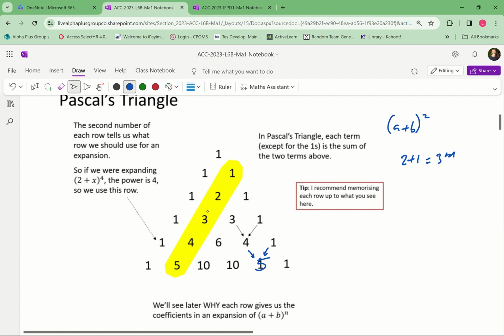If we were expanding 2 plus x to the power of 4, the power is 4, so we use this row because 4 is the second number in that row. Or you could remember it as that's the fifth row. So add 1 to 4 and find that row.